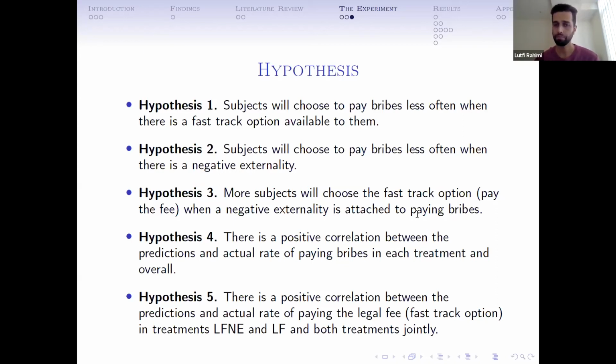Hypothesis number 3 was that subjects will choose the fast track option when a negative externality is attached to paying bribes. And then the last 2 is that there is a positive correlation between predictions and actual decisions, whether bribery or paying the fee. So we asked people, what percentage of people do you think will engage in bribery? We hypothesize that there is a positive correlation between that prediction and the number of people who engaged in the actual bribery, as well as the fee.